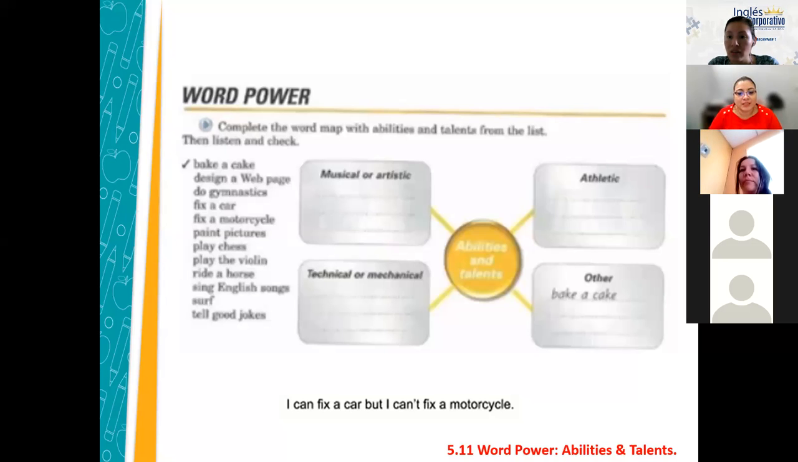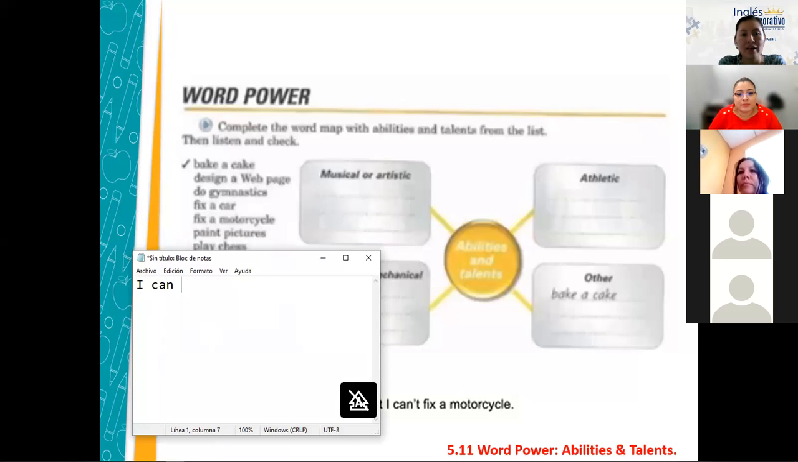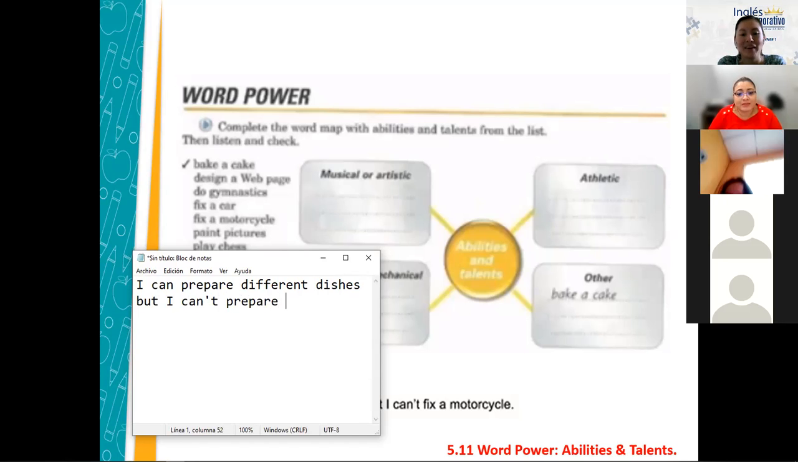Eggplant. Yes. I can prepare different food, different dishes. But I can't prepare eggplants. Okay, very good. Excellent. So I can prepare different dishes, right? Yeah, but I can't prepare eggplants. It's a little bit difficult.